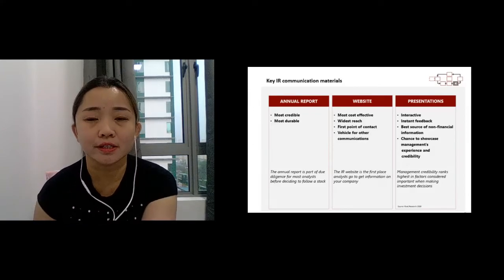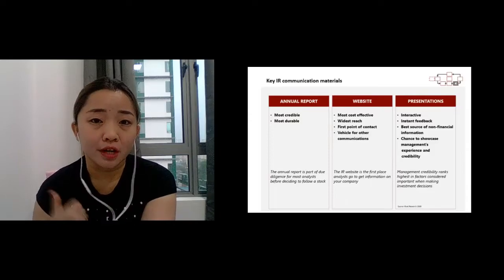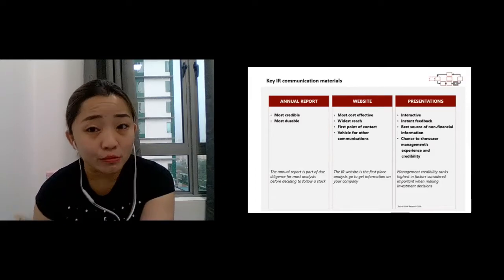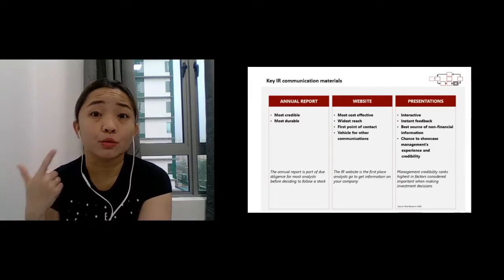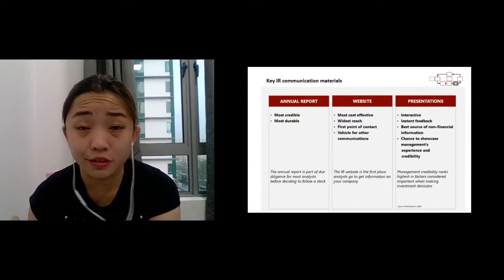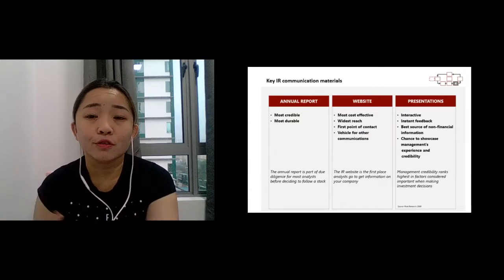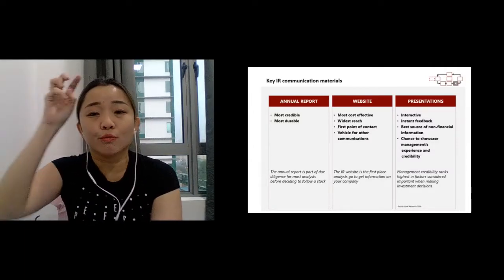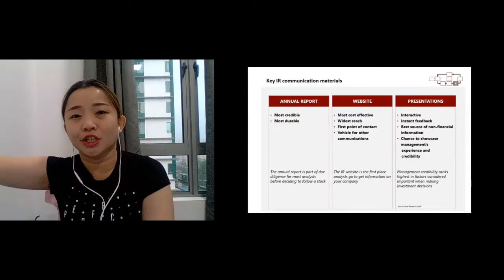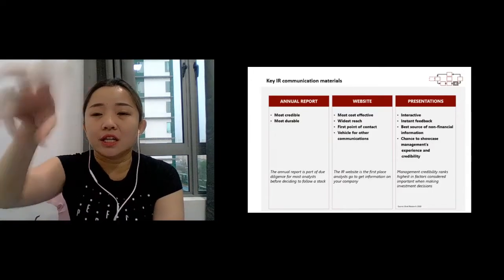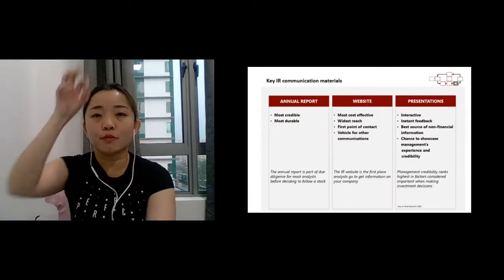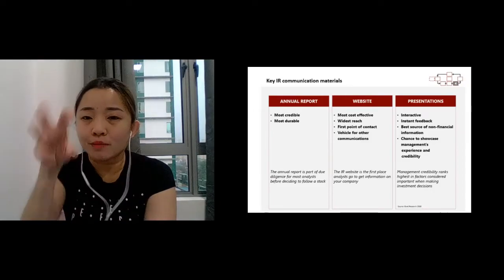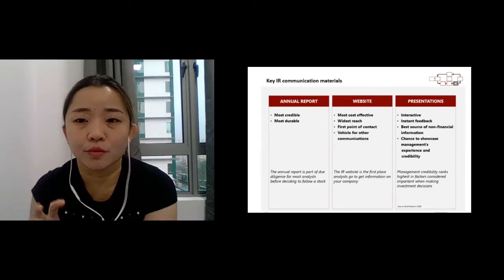The website is another key IR communication material, and of course, it's the most cost effective and reaches the widest audience. Your website is always the first point of contact for anyone who's interested to invest in your company. And you can always link your website to other forms of communication. So the website is like a vehicle for other communication. From your website, they can contact you through email, or they can download your annual report and your presentation. So a website is always a good depository of all your information.